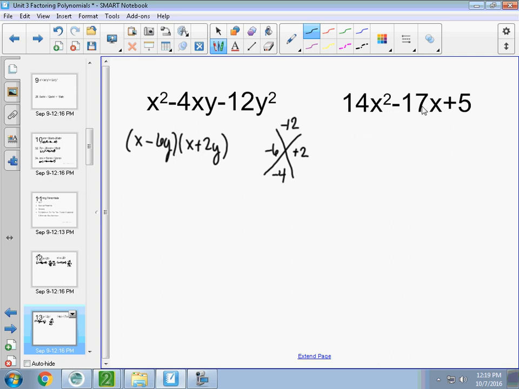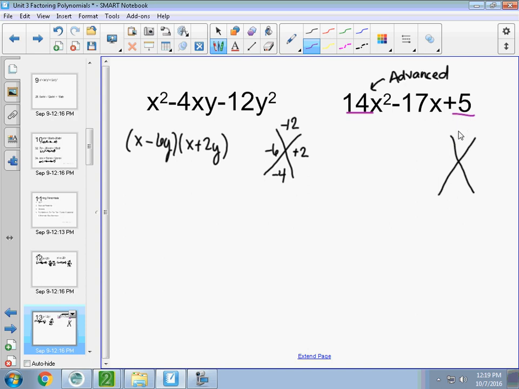14x squared minus 17x plus 5. I do not have a greatest common factor. This is not a basic trinomial now because I have a number bigger than 1. So this is an advanced trinomial. And with an advanced trinomial, we have an extra step to add. Instead of multiplying to get just 5, now we're going to have to multiply to get whatever 14 times 5 is. Because we have this extra number up front, we have to worry about including it.